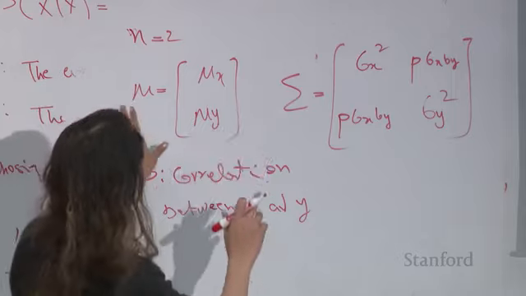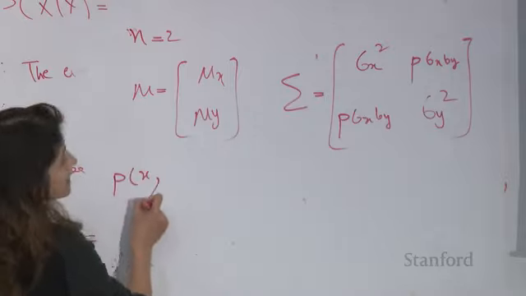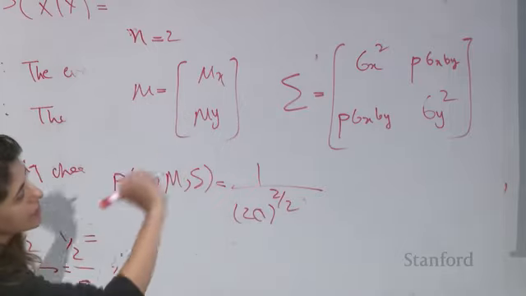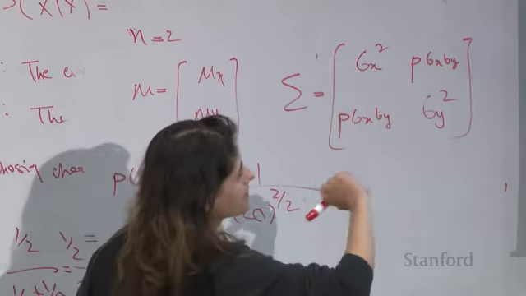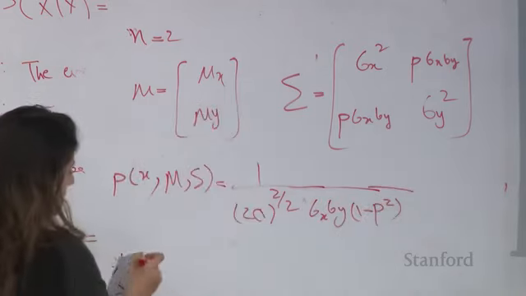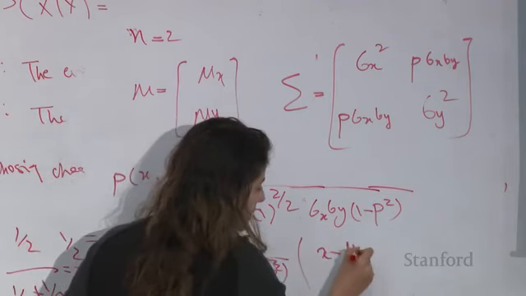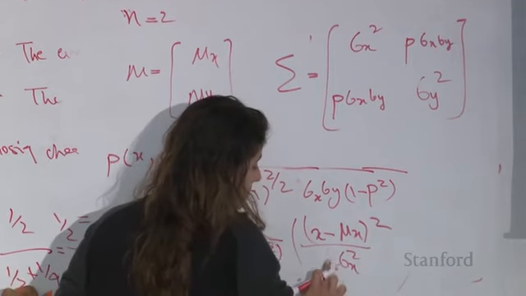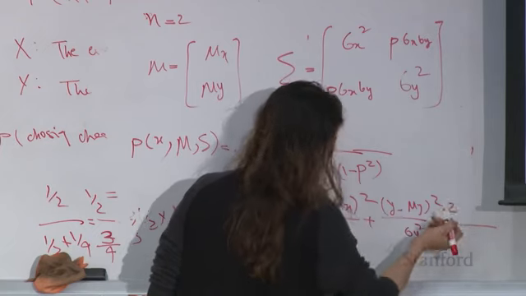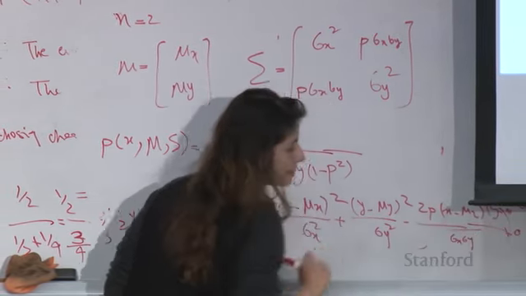Then, if you apply this mu and sigma with n equals 2 to the equation you've already used, the probability of x given mu and sigma equals 1 over 2 pi to the power 2 over 2, and then the square root of the determinant of sigma, which gives sigma x, sigma y, square root of 1 minus rho squared, times the exponential of minus 1 over 2 times (1 minus rho squared), times (x minus mu x) squared over sigma x squared plus (y minus mu y) squared over sigma y squared minus 2 rho (x minus mu x)(y minus mu y) over sigma x sigma y, right?